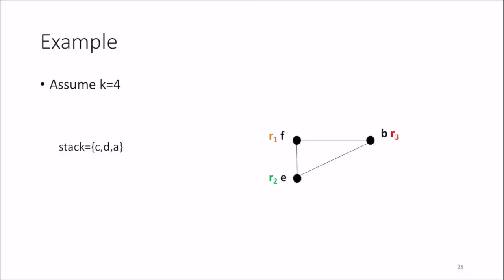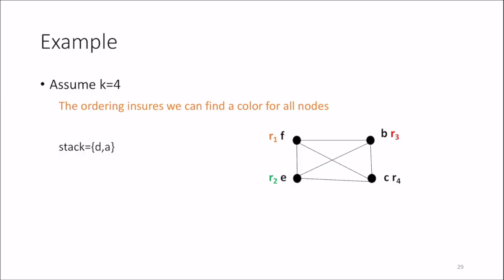B has edges with F and E, and F is R1, E is R2, so B has to be a different register from them, so R3. And then we add C. C is connected to E, F, and B, and we can see that E is R2, F is R1, and B is R3, so C has to be a different register, namely R4, the fourth register we are allowed to use. The next step is to pop the D. So this ordering ensures we can find a color for all the nodes, because we're doing it in this sequence.